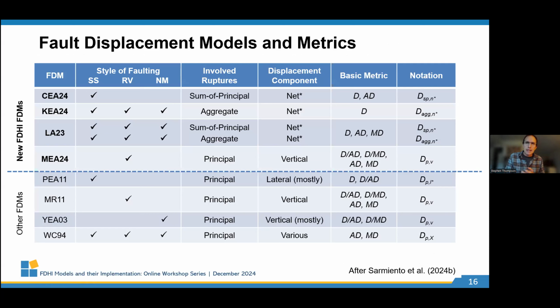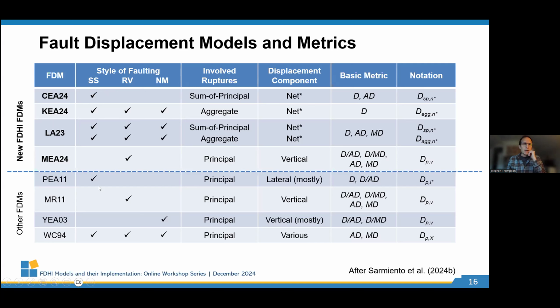So this table gives us a summary. It's a little bit of a look ahead to the talks we'll hear tomorrow, where the new fault displacement models under the FDHI project are shown above this dashed line. We have the Cho et al., the Kuhn et al., Lavrantiadis and Abrahamson, and the Moss et al. models. The Cho et al. model just covers strike slip faulting. The Kuhn and Lavrantiadis and Abrahamson models cover all styles of faulting.